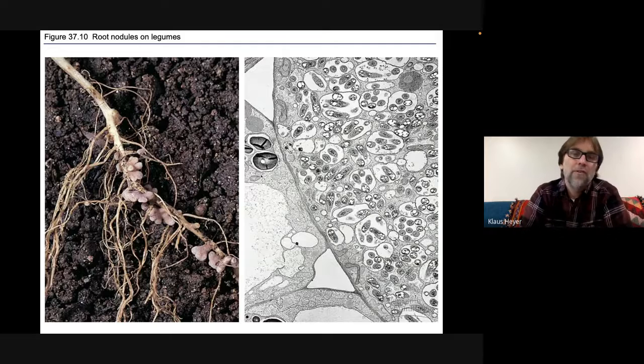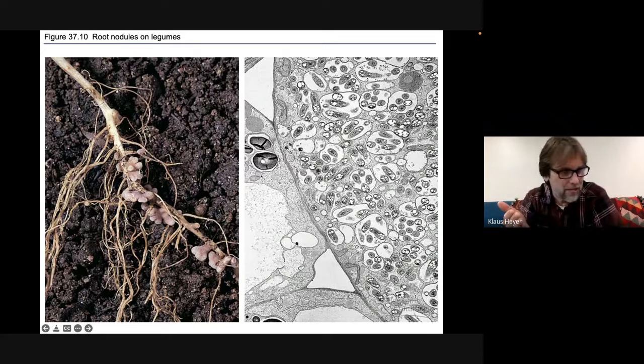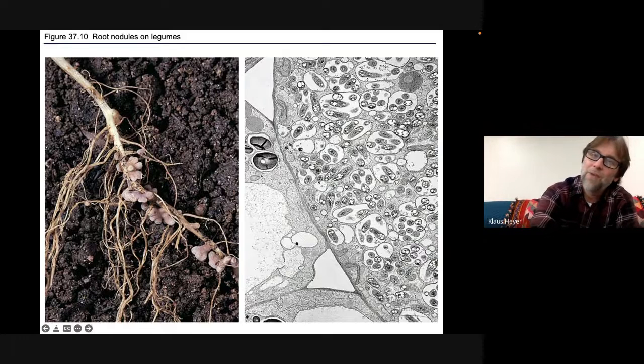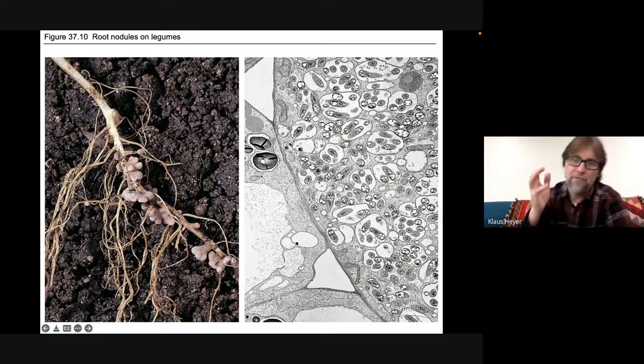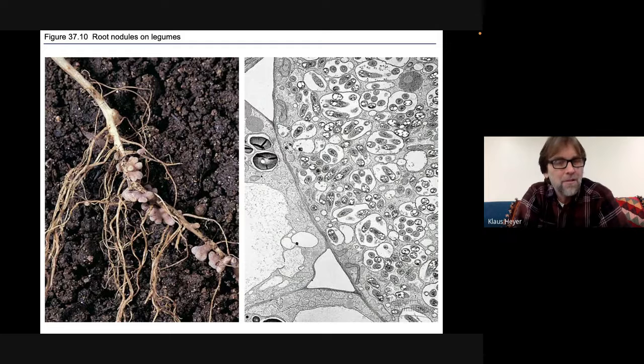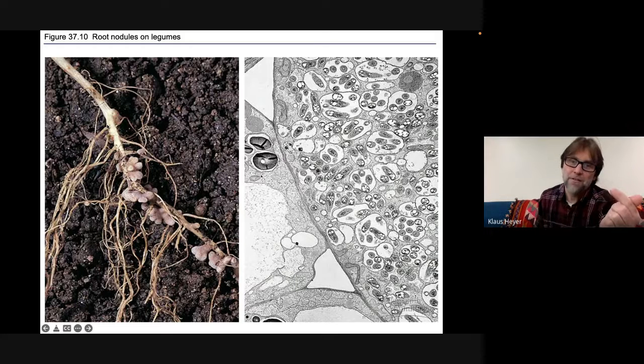So this is an example of these nodules here. These are beans and peas, like soybeans, for example. This is probably soy. They have these rhizobium nodules here, and they're just filled with nitrogen fixing bacteria, right? So these bacteria are taking sugar from this root. That's what they're taking from the plant, but they're giving the plant nitrogen, which it needs.